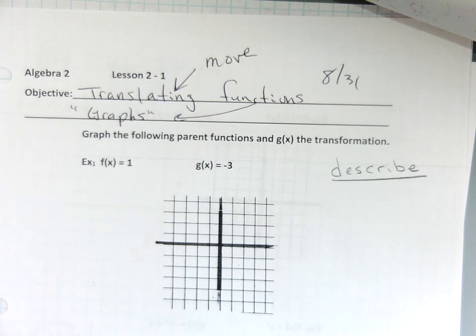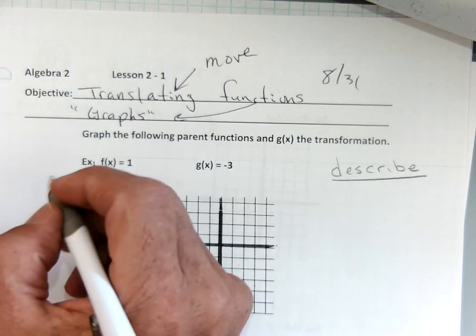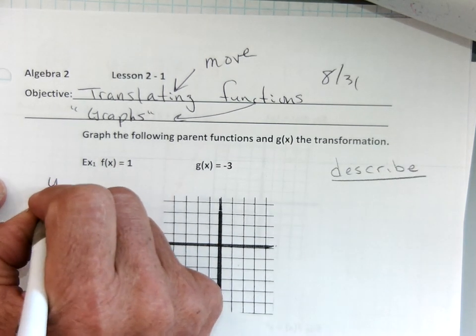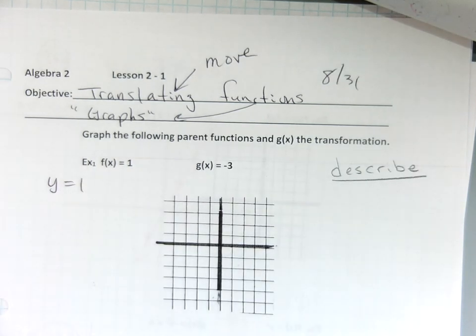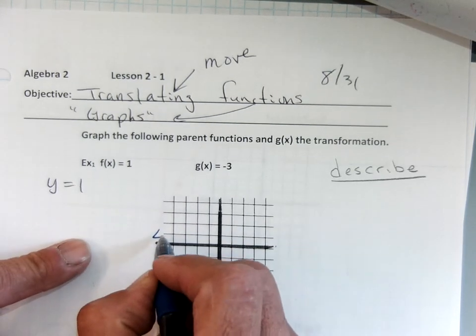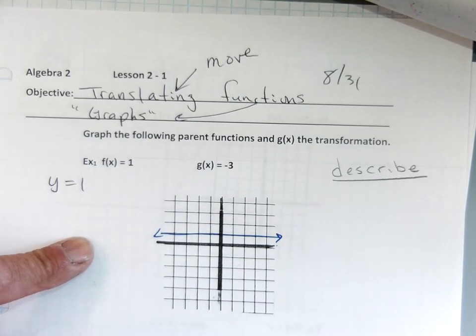F of x and y are the same thing for us. So in example 1, y equals 1. F of x and y equals 1 are the same thing. So how do I graph y equals 1? You guys know that. We just did one like that when we went back to algebra. It's a horizontal line, right? So we know that it is a horizontal line at 1. Looks like that, okay?